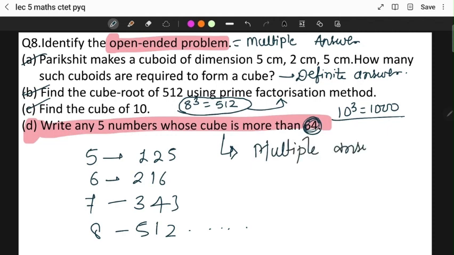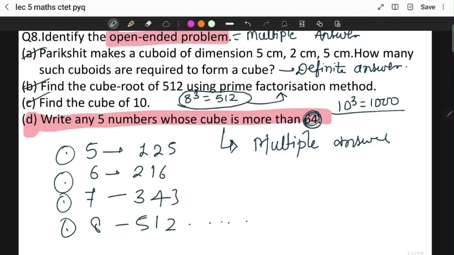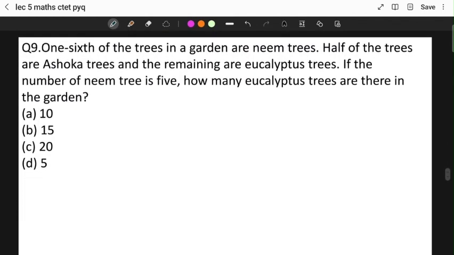There is not a single, definite answer, there are many answers over here. So this is an open-ended problem. Got it? So this is the answer for the given question. Always keep in mind, whenever we are talking about open-ended, it means there are multiple answers. Okay, moving on to the next question now.